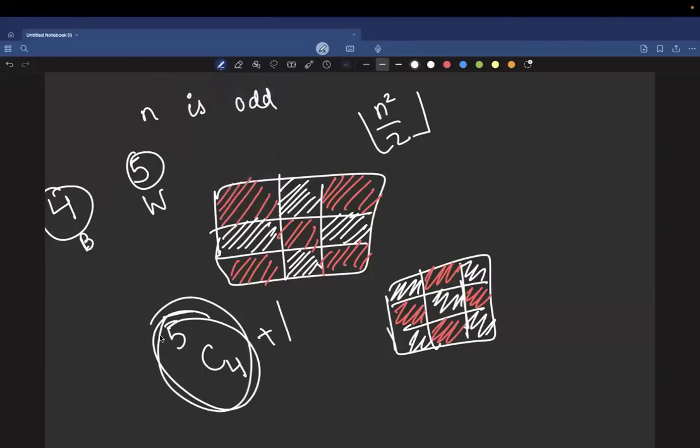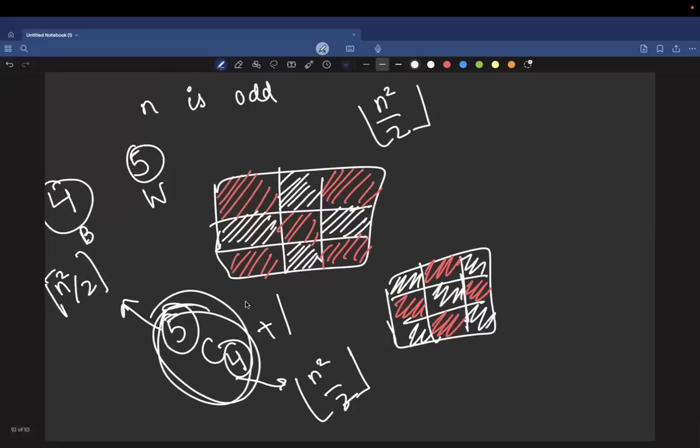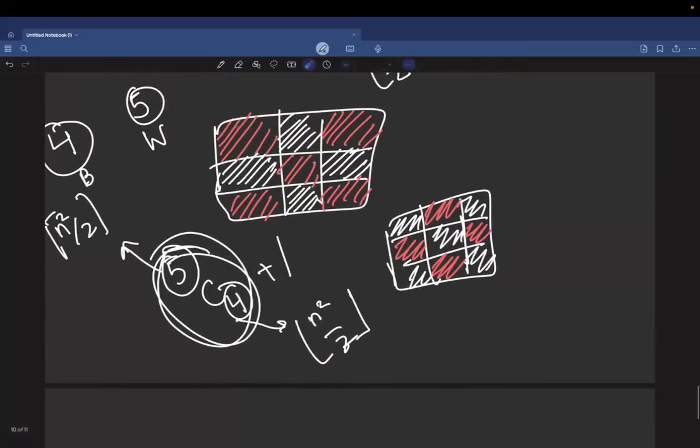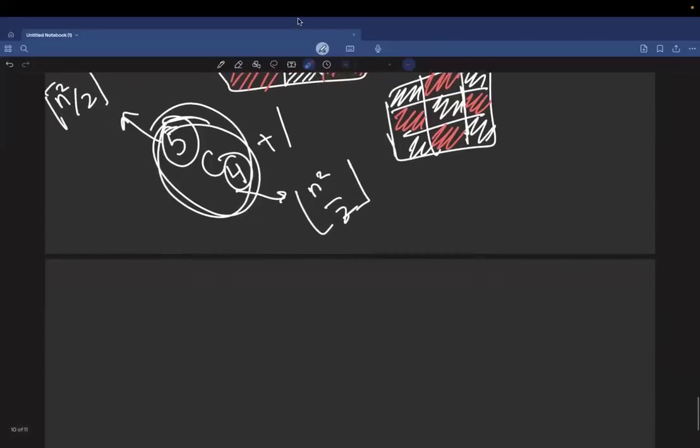Now this 5c4, basically this is nothing but n square by 2 ceil, and this is n square by 2 floor. So this value would always be 1 less than this. So you can think of it in this way as well. You will have n square by 2 ceil number of choices that you can color any one of them as white. Out of these 5, you can just color any one of them as white, so that you will have 4 blacks remaining.